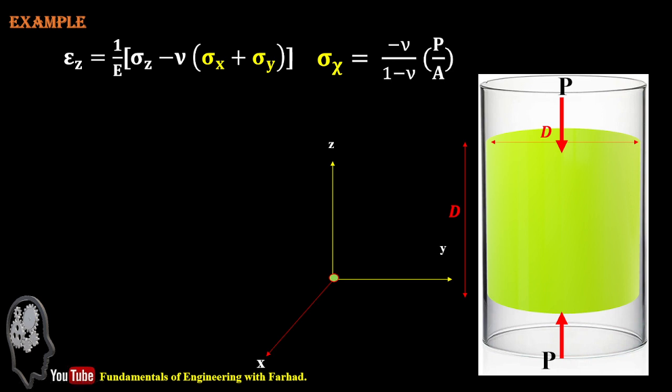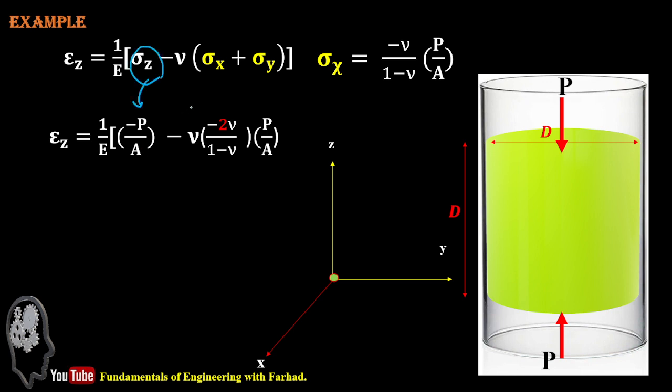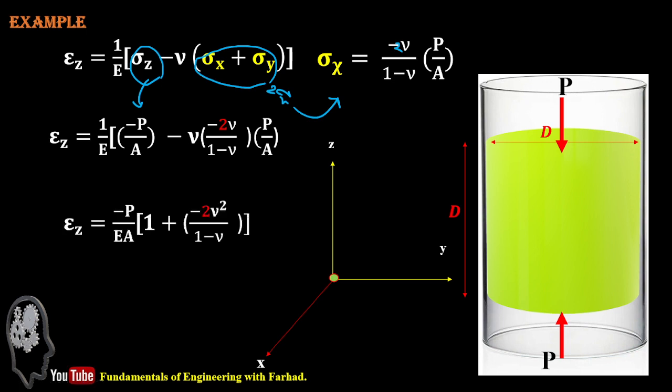And for epsilon z, we already know that's equal to 1 over E times sigma z minus nu times sigma x plus sigma y in parentheses, and sigma x we just calculated to be like this. So if we simply replace sigma z by this value, negative P over the area, and add these two together, because they are identical to sigma x, it gives negative 2 nu over 1 minus nu times P over A. And if you do so, it just gives you this equation.